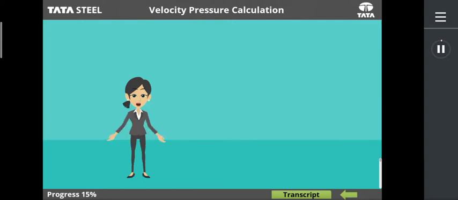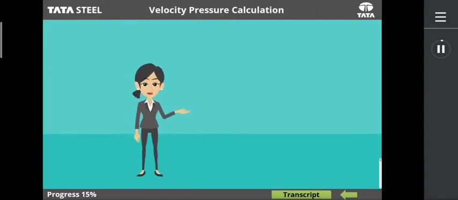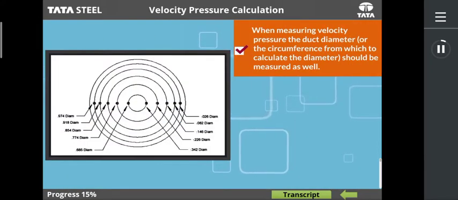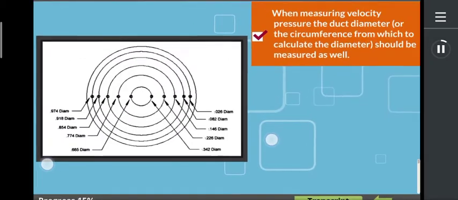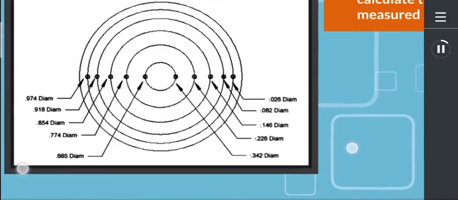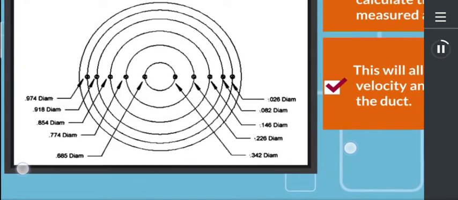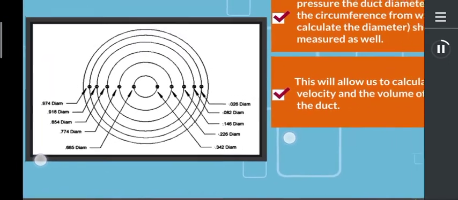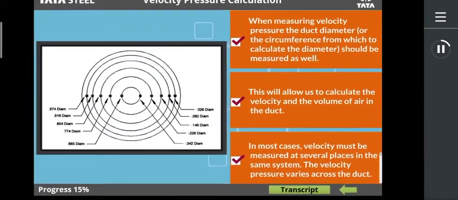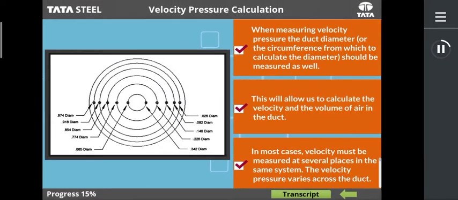For calculating the velocity pressure, the following points must be kept in mind. When measuring velocity pressure, the duct diameter or the circumference from which to calculate the diameter should be measured as well. This will allow us to calculate the velocity and the volume of air in the duct. In most cases, velocity must be measured at several places in the same system. The velocity pressure varies across the duct.